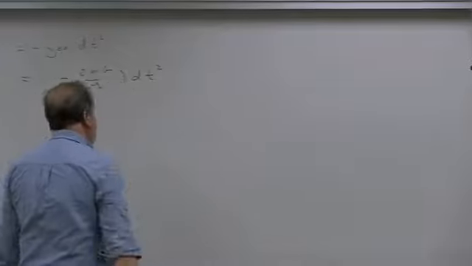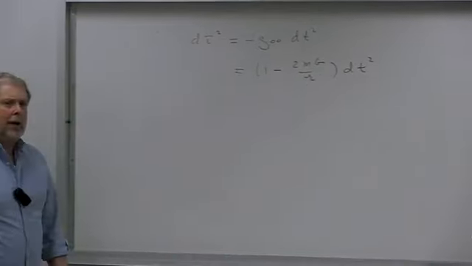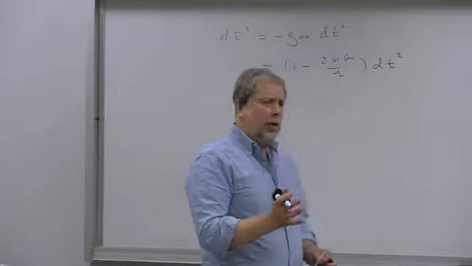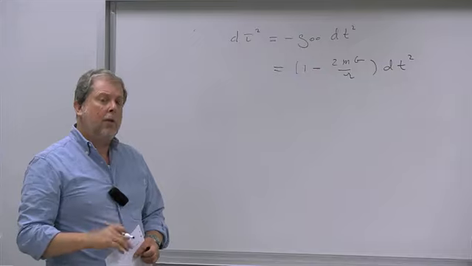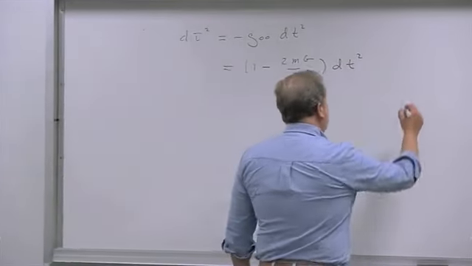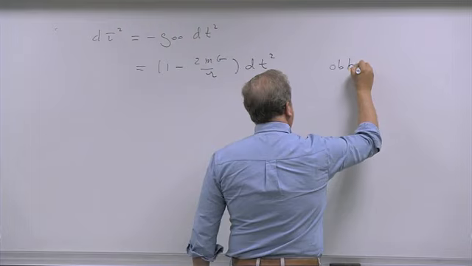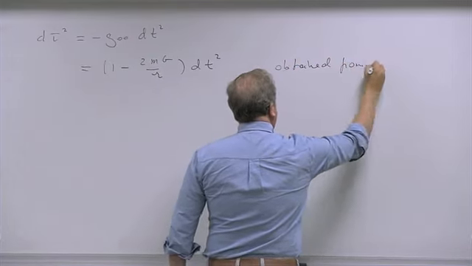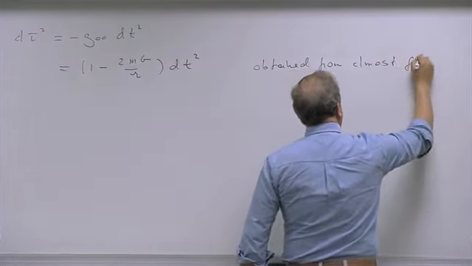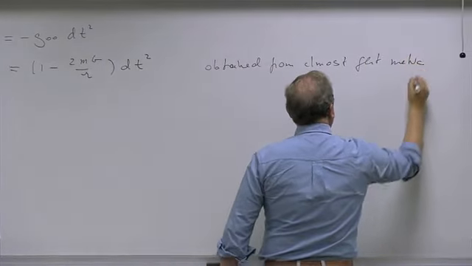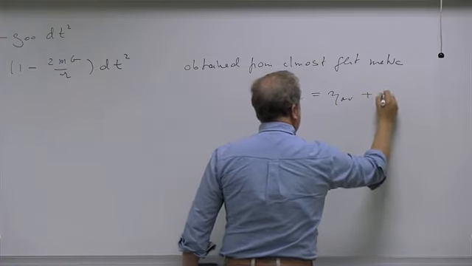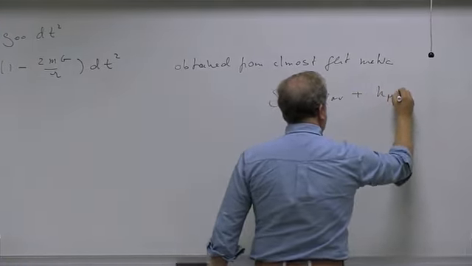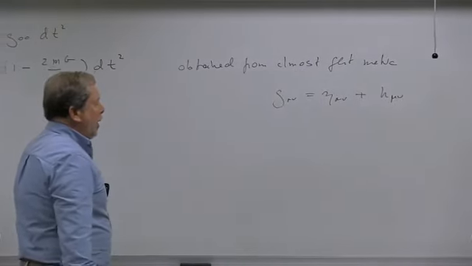This was obtained by looking at the correspondence between the relativistic equation, the equation of free fall, and Newton's equation in the limit where space-time was almost flat. So this was obtained from an almost flat metric, which meant that g mu nu was written as eta mu nu plus a small part. In fact, the small part was written as h mu nu.